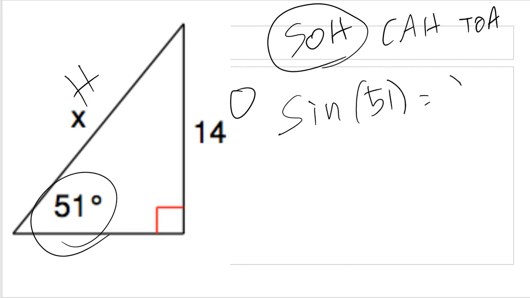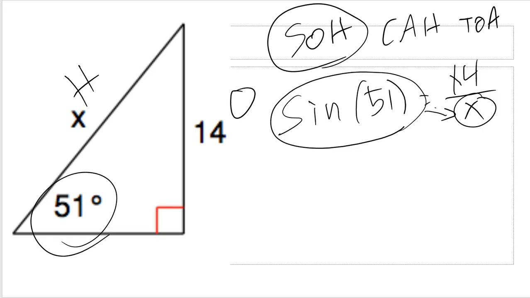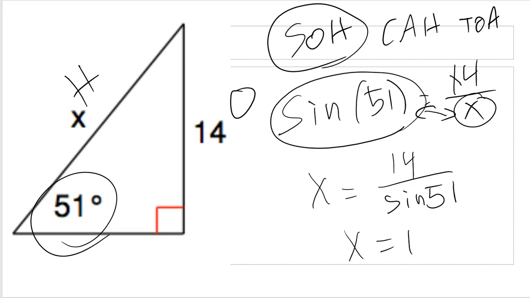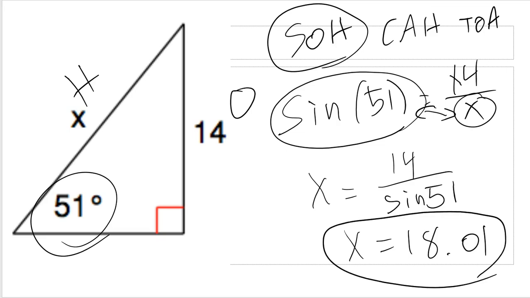Equals 14 over x. Now you can see, guys, that the 14 is on top and your x is on the bottom. What I want you guys to do is take this and switch it. That means x equals 14 divided by sine of 51. So you're literally going to take 14 divided by sine of 51, and you're going to get x equals, I'll put 2 decimal places, 18.01. And there you go. It also makes sense that my hypotenuse is bigger than the side length that I'm given.